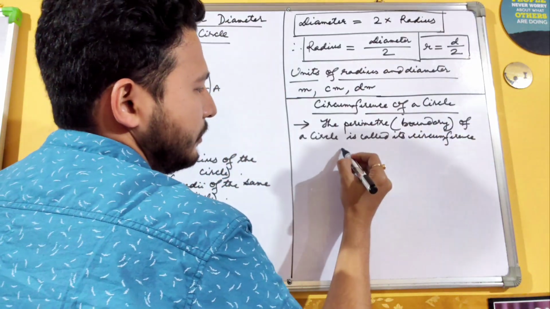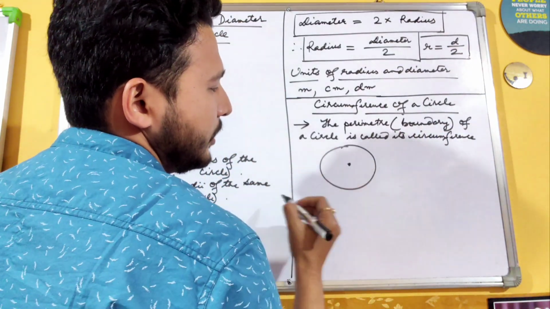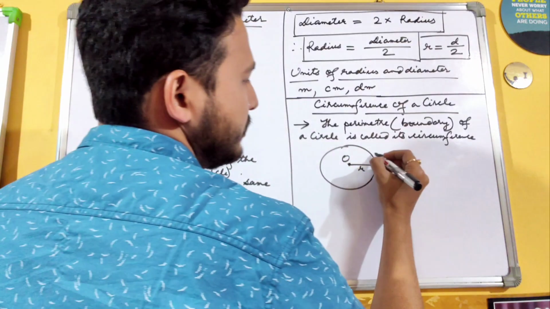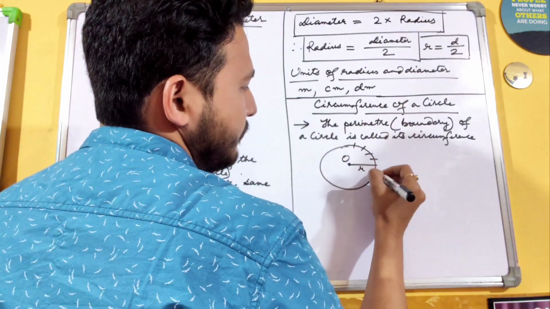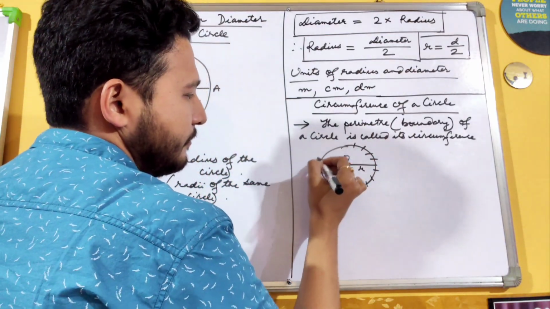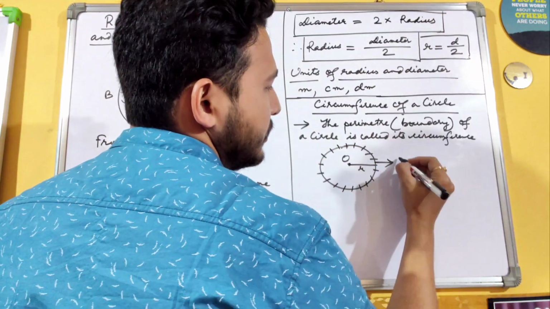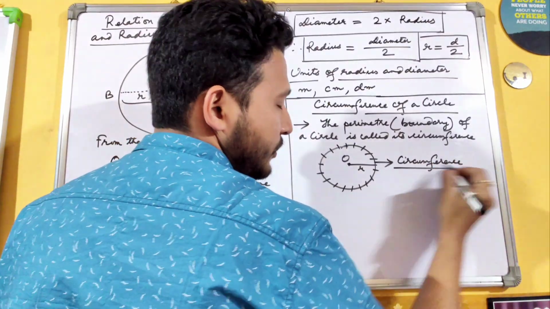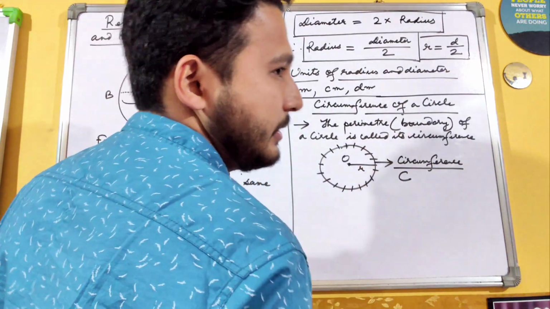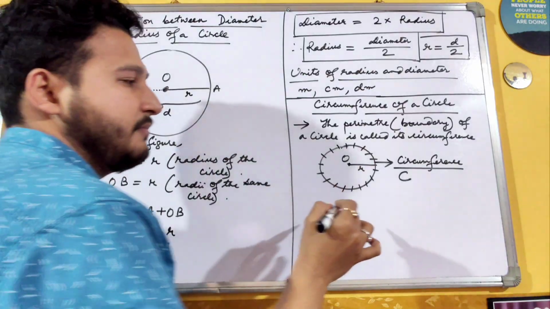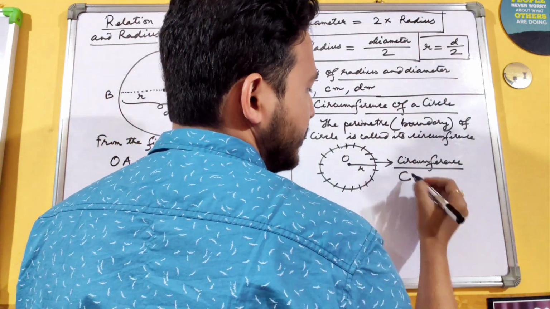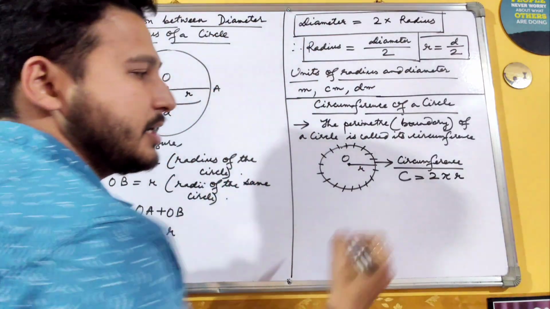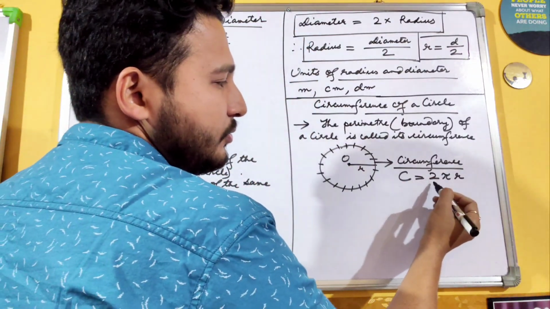So when you draw a circle, with a center point and radius, perimeter means this boundary. It's nothing but circumference. We denote it as C. C stands for circumference. Now circumference has a formula which is nothing but 2 pi r. Circumference is equal to 2 into pi into r.